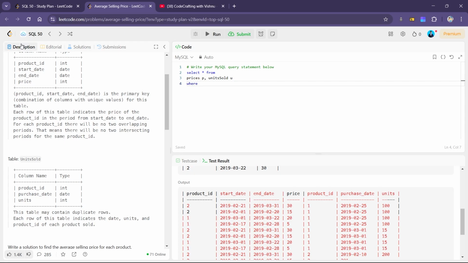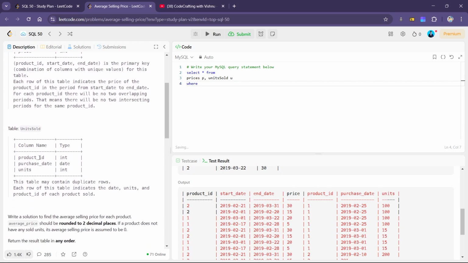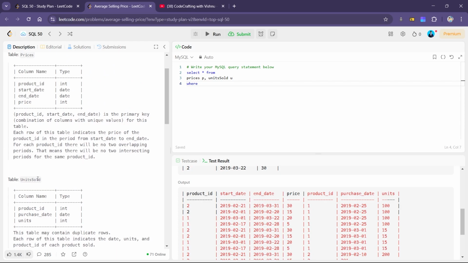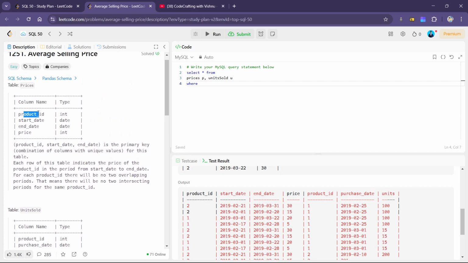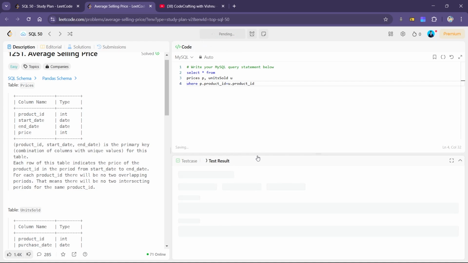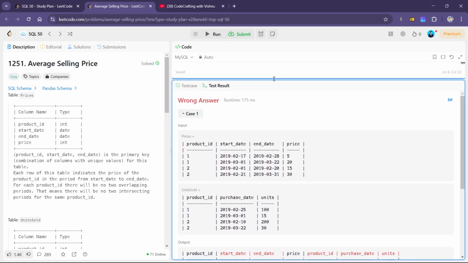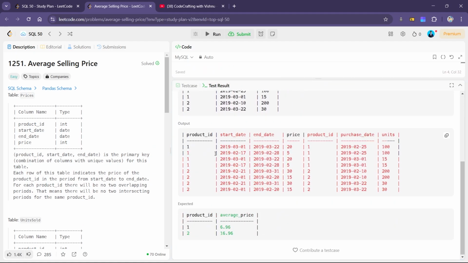The where condition is that the product ID in this table should be equal to the product ID in this table, because we have to find the price of this product ID in the Prices table. So the product ID in both tables should be the same. So product ID in the P table is equal to product ID in the UnitsSold table. Okay, so this is the result we got.